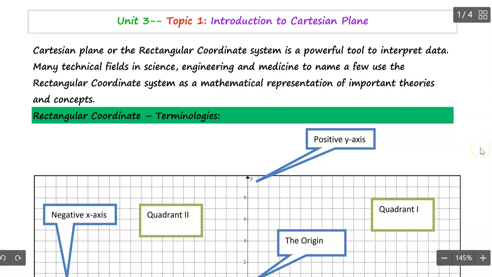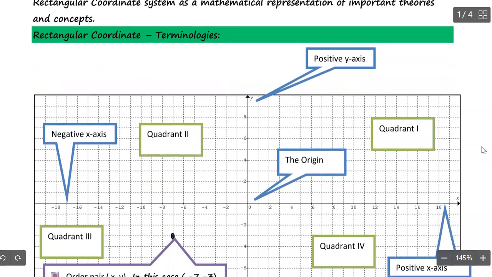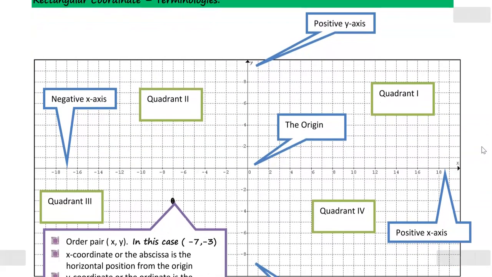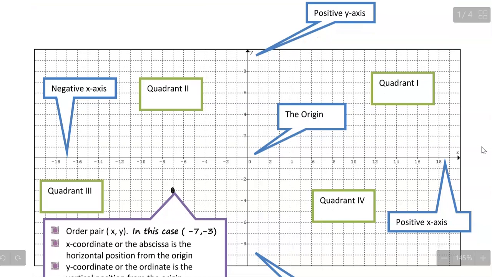For me, the Cartesian plane is the arc of mathematics. Okay, so let's talk about the arc of mathematics. In this particular figure, I introduce the basic terminology for a Cartesian plane. There are other terminologies applied to the richness of the Cartesian plane. And don't forget, this is a two-dimensional value that we are talking about here.